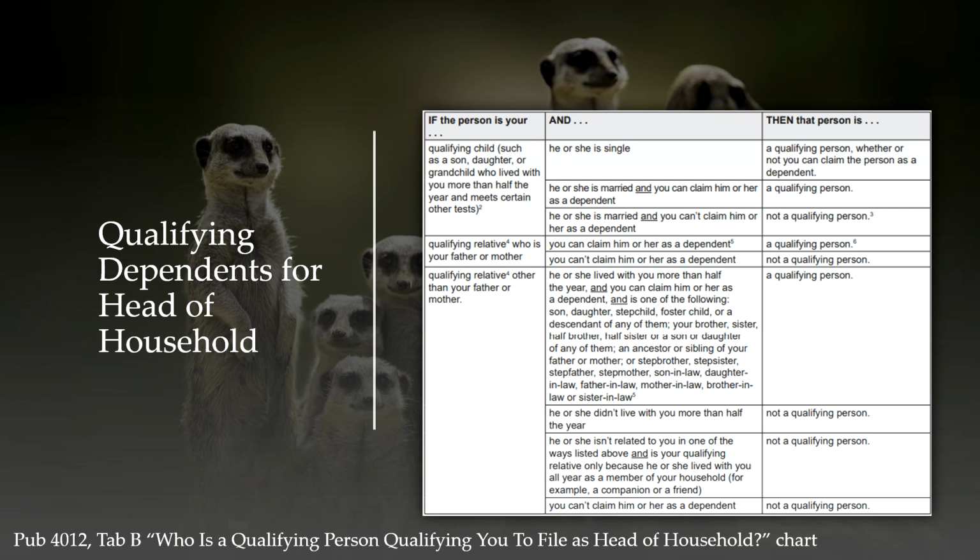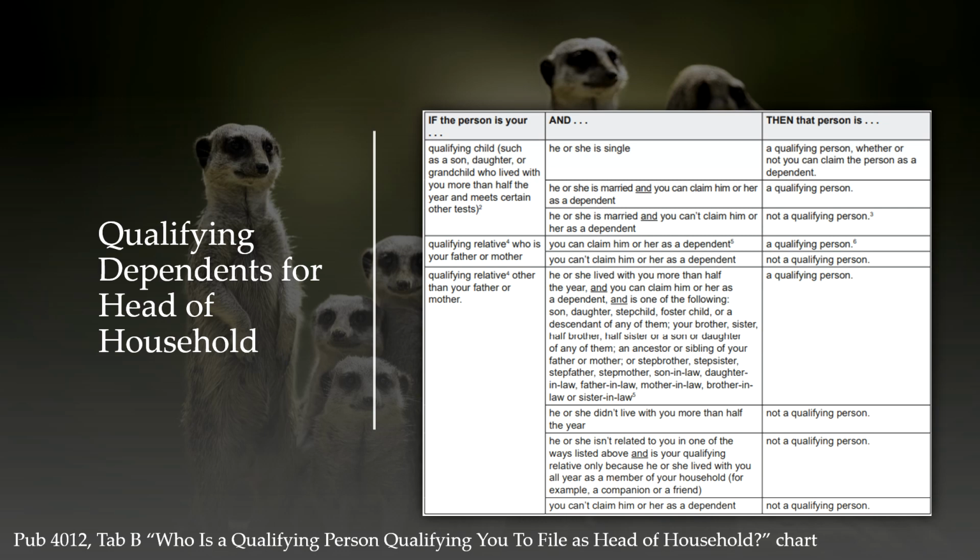As promised, we are now going to discuss who these qualifying dependents are that qualify our taxpayers to file as head of household. And this chart comes from Publication 4012, Tab B. The first column presents a relationship that this qualifying person might have to our taxpayer. In the second column, the middle column, we have some other tests that might qualify or disqualify that person from being a qualifying person so that our taxpayer can file head of household. And then, of course, in column 3, we get our result.